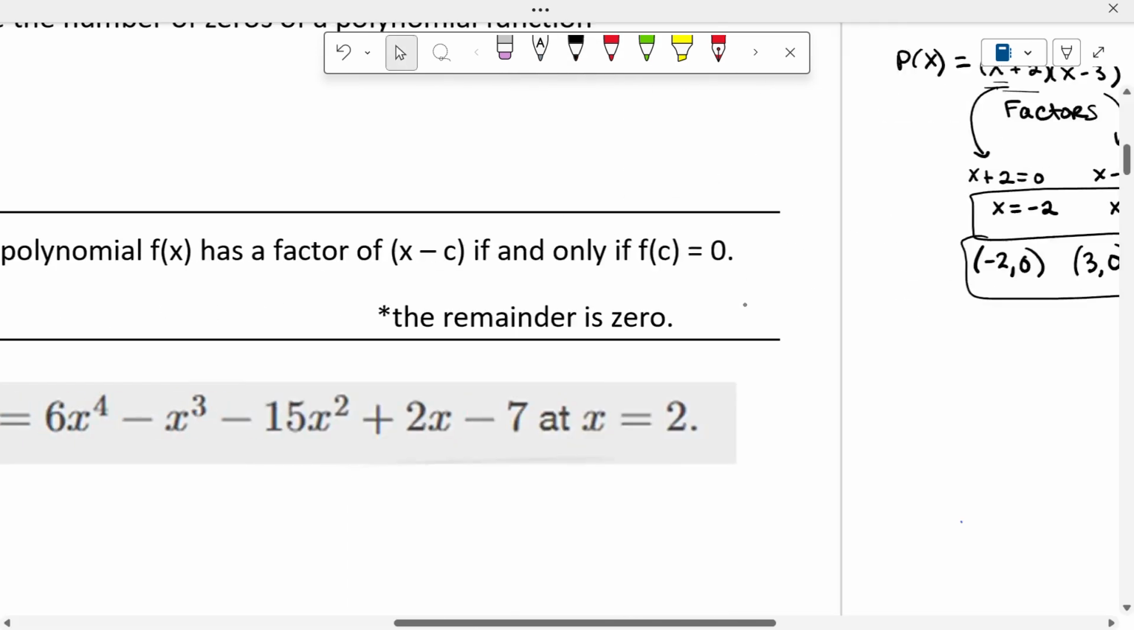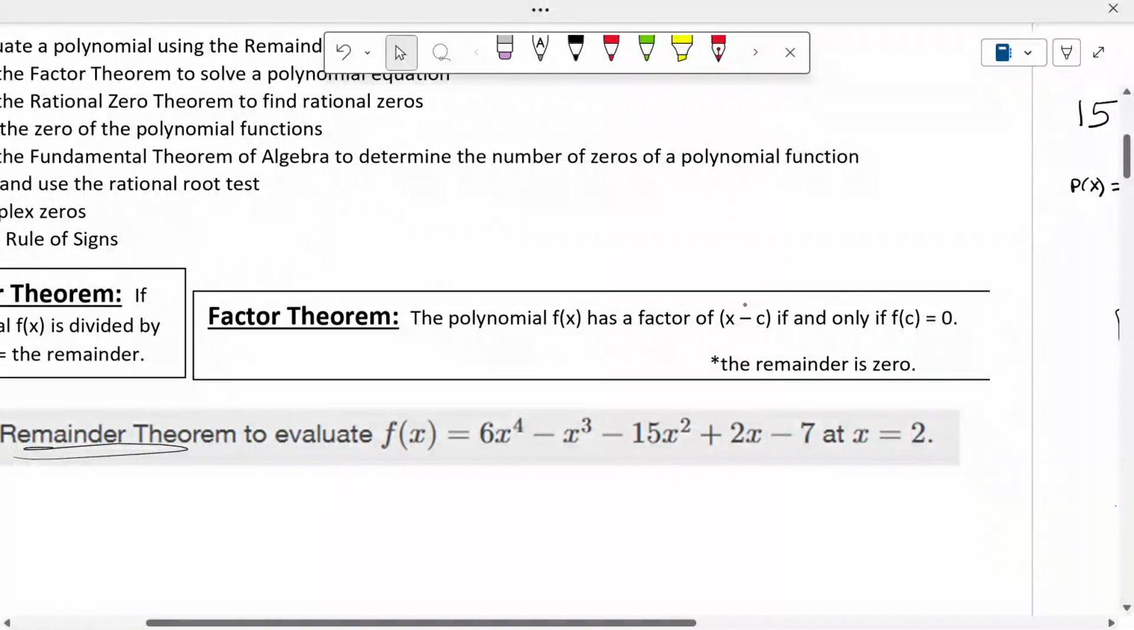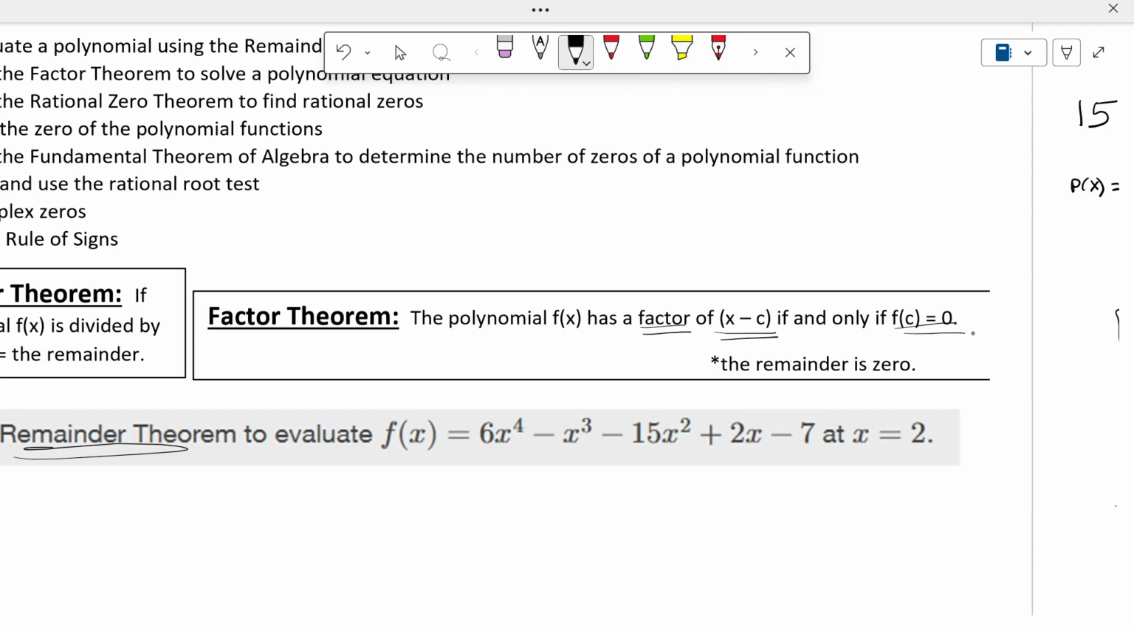Okay? Now, the factor theorem, that's kind of what we just looked at. If we have this x minus c and it's a factor, then f of c will be 0. It's also notable that if it is a factor, then there is no remainder. Think about our previous lesson and how we were doing polynomial division. If it divides it nicely, then there's no remainder, and thus it is a factor. Okay, so that's what that is.